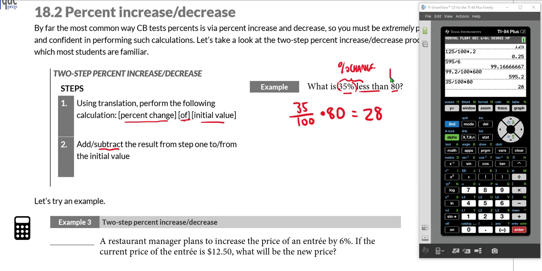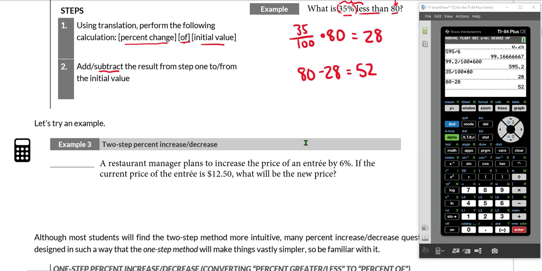The initial value, I'll jot that down here, was 80. So we're simply going to do 80 minus 28, and we get 80 minus 28 equals 52. So 35% less than 80 is equal to 52, because 35% of 80 is 28. So 35% less than 80 is the same as decreasing 80 by 28, which is 35% of 80, and we get our final value of 52.